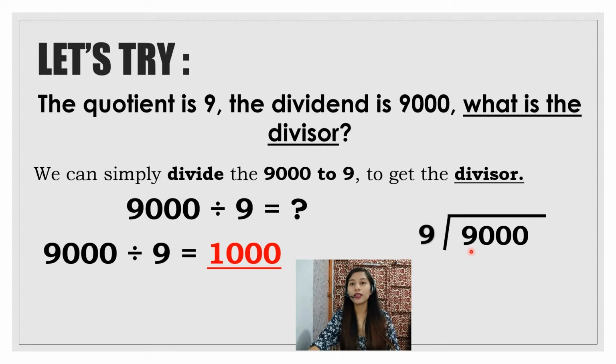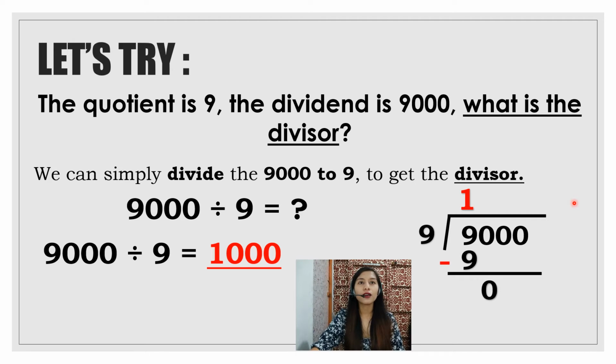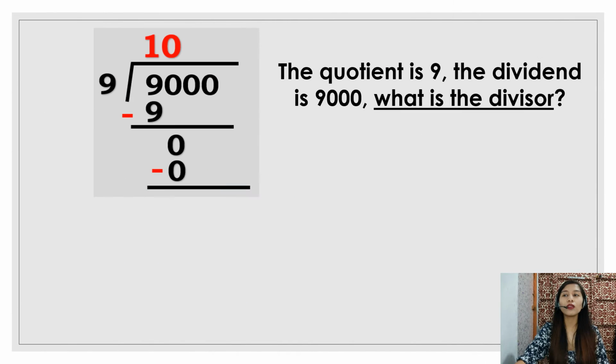So in here, 9 divided by 9 is equal to 1. So 1 times 9 is 9. Subtract: 9 minus 9 is equal to 0. So we bring down this 0. 0 divided by 9 is equal to 0. So any number divided by 0 is equal to 0. So 0 times 9 is 0. Subtract. And then we proceed with the same procedure just to get the 0 on the last one.